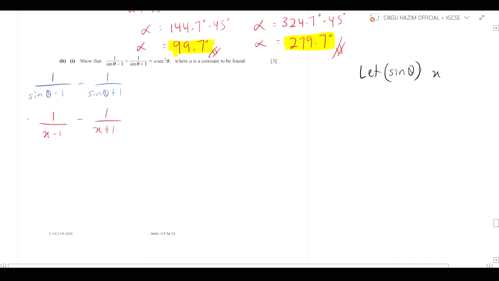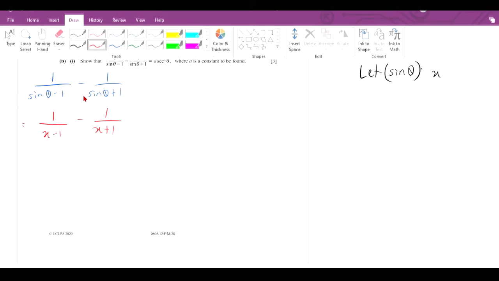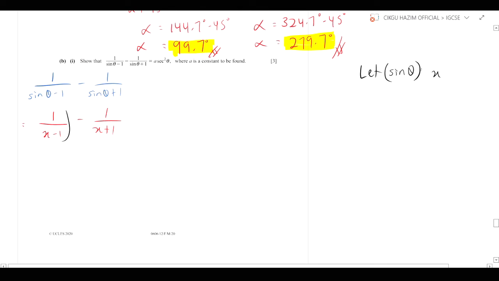x plus 1. Remember, to simplify the fraction here, to combine into one fraction we need to make the denominator the same. To make the denominator the same, multiply both by x plus 1 and x minus 1. So expand here, we have x plus 1 divided by, and x minus 1 multiplied by x plus 1 becomes a special expansion, which is just x squared minus 1.